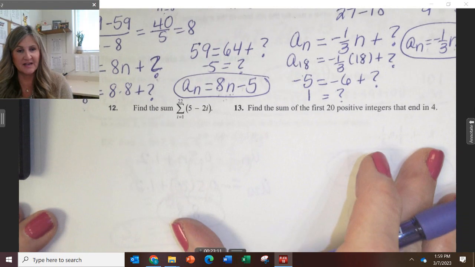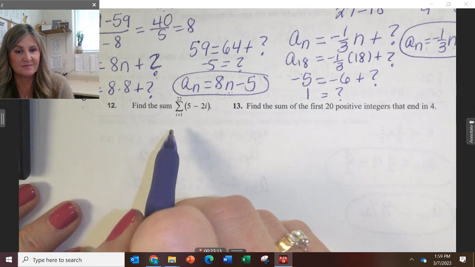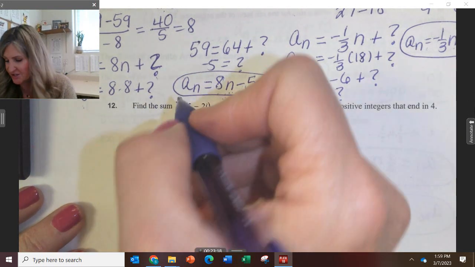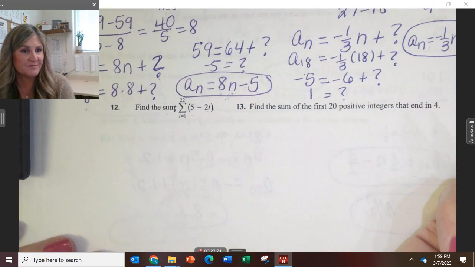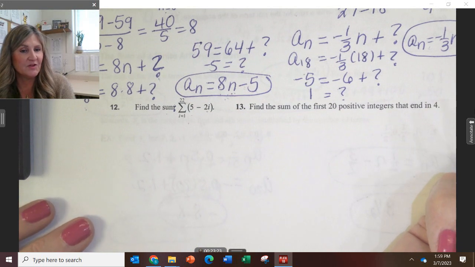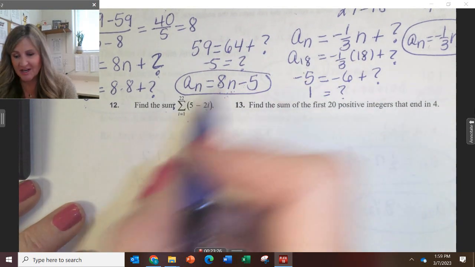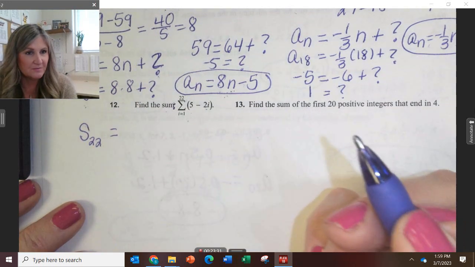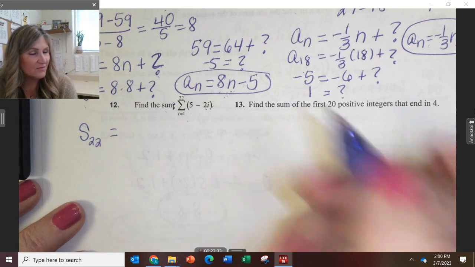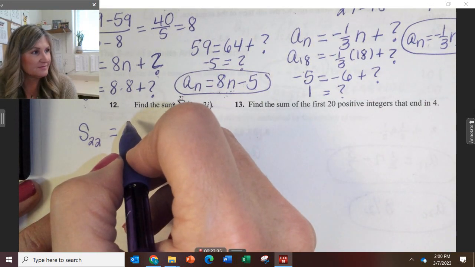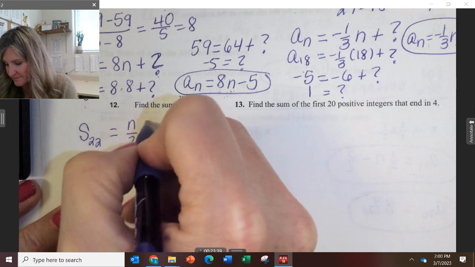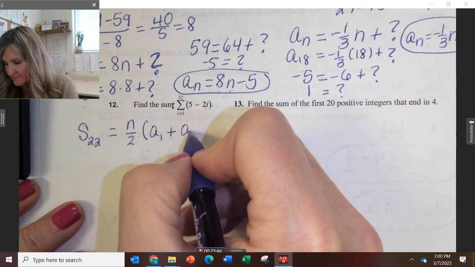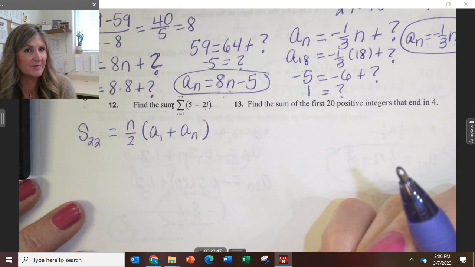All right, let's take a look at number 12. Find the sum of this. This is the sigma notation, so that means to find the sum. You need to use your formula. Do you guys remember the formula? The sum of the first 22 terms is equal to, how's the formula go? All right, that's our formula.